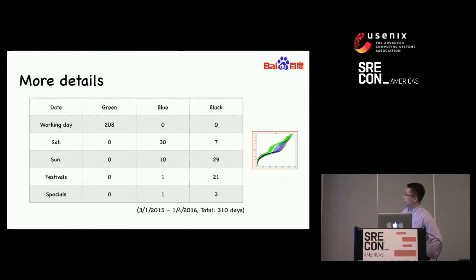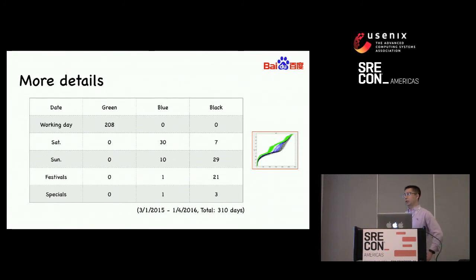So we do clustering on the data that covers 310 days from March 1st, 2015 to January 4th, 2016. So it covers almost 1 year. Actually, every date in a year has its natural attributes. I list them in the left columns. See, if the date is a working day, if the date is Saturday, if the date is Sunday, or if the date is a festival holiday. And the final row says if the date is a special day.